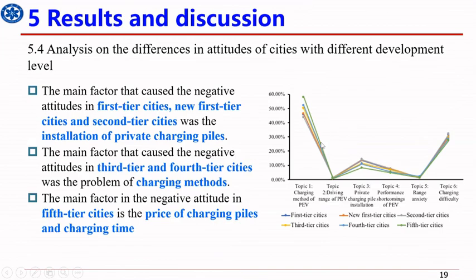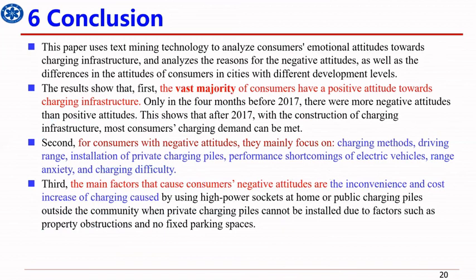We get some basic conclusions. The results show that, first, the vast majority of consumers have a positive attitude towards charging infrastructure over time. Only in 4 months before 2017 were there more negative than positive attitudes. After 2017, with the construction of charging infrastructure, most consumers are satisfied with the charging demand.